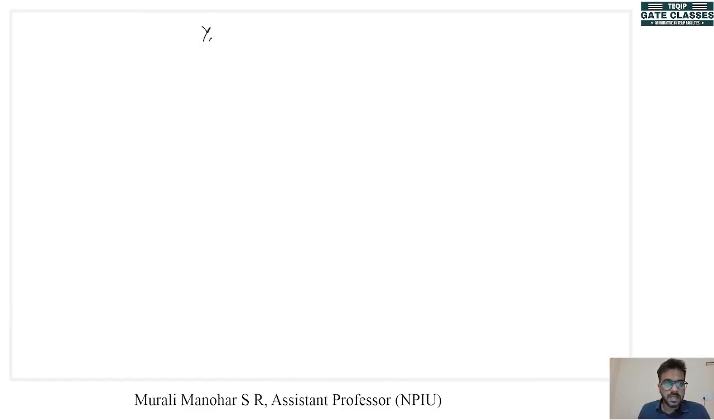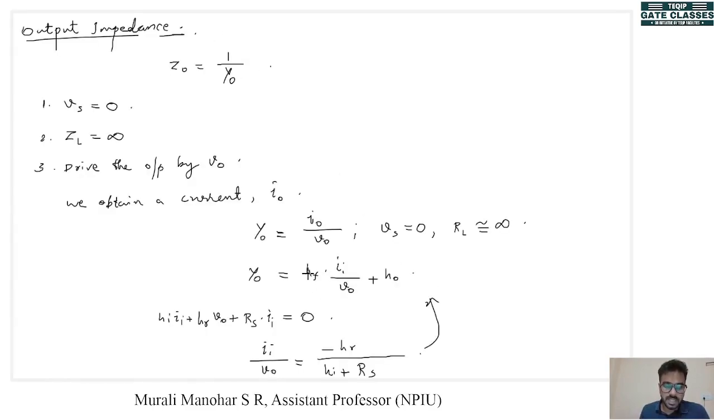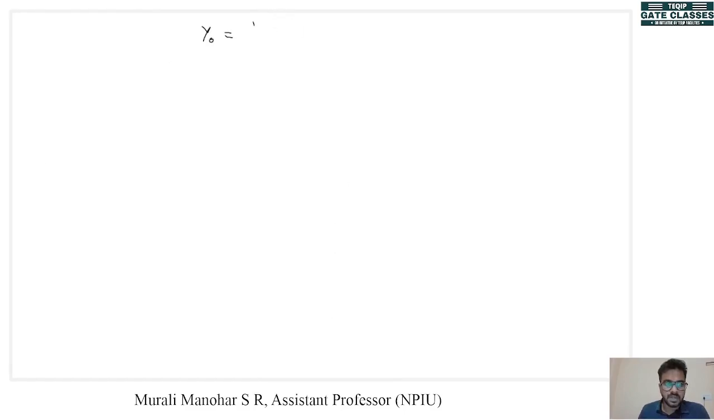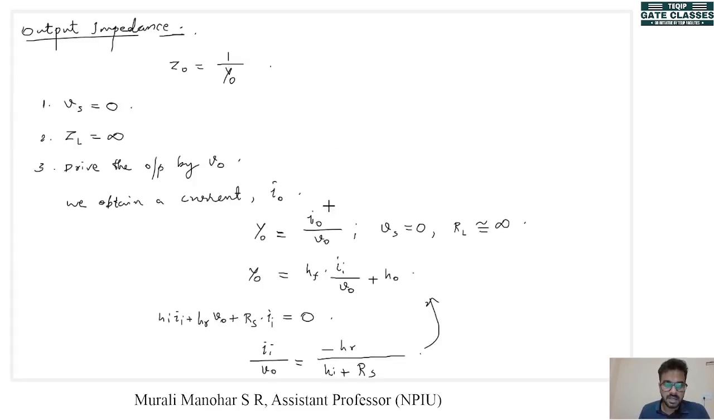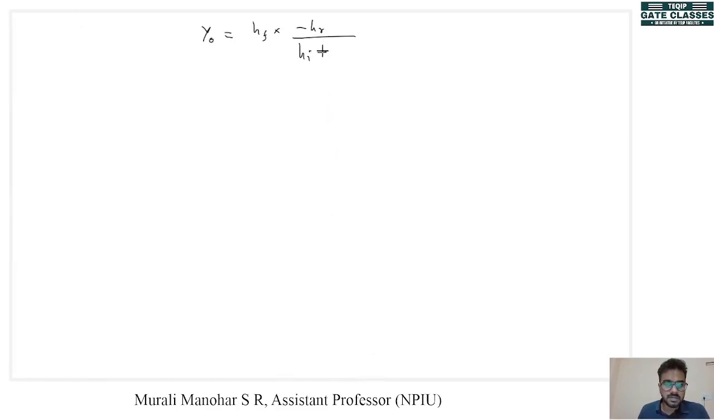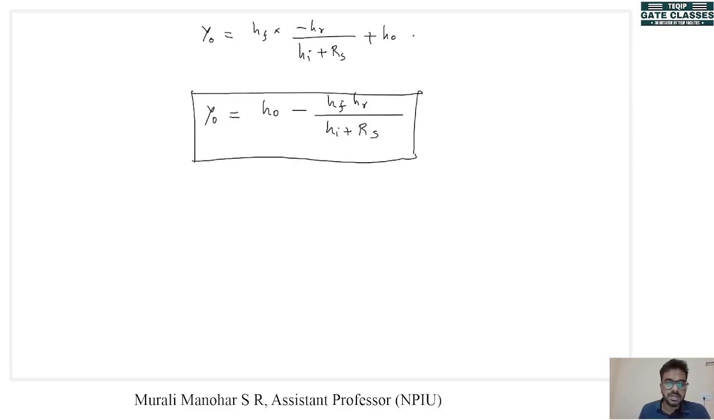So YO will be equal to, now this is HF into minus HR divided by HI plus RS plus HO. So YO is equal to HO minus HF into HR divided by HI plus RS. Take the reciprocal of YO, we'll get ZO.